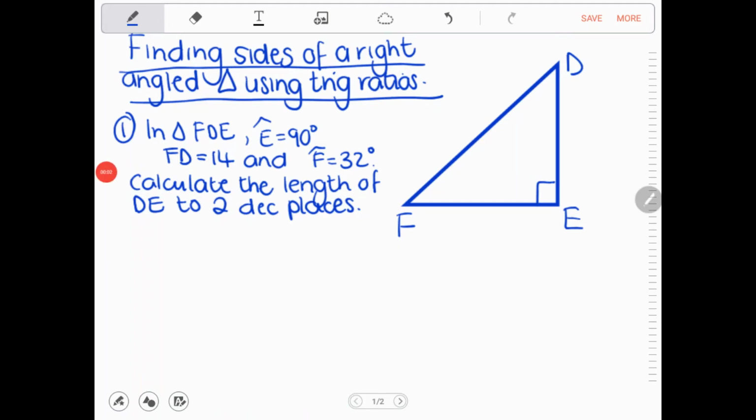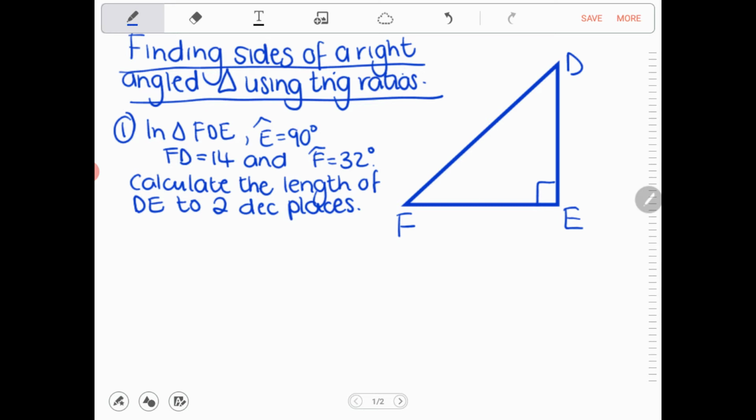Okay, so today we're going to look at solving a right angle triangle, finding the sides using our trig ratios. And you all know that if you do have two sides of a right angle triangle, we could use Pythagoras to find the third side, but we're going to look at using trig ratios if we've only got one side and an angle. So to do this, let's just read the question.